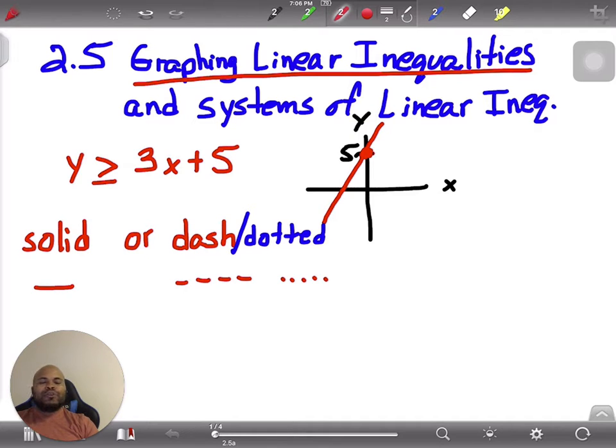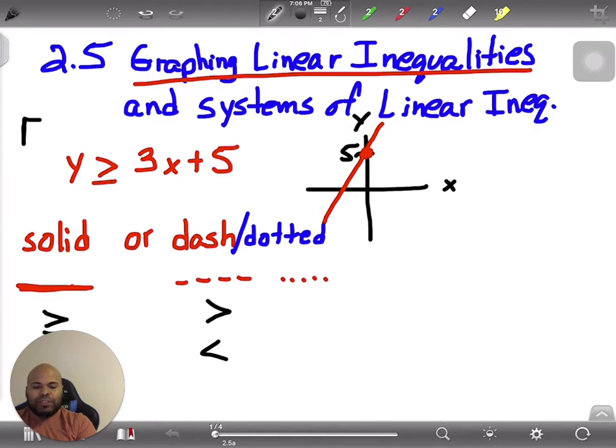So how do you know if I should graph a solid line? Well, because I have the equal to sign. Every time that we graph equations with an equals sign, we just draw a solid line. So if I have the greater than or equal to sign or the less than or equal to sign, I'm going to use that solid line. And if I have only greater than or only less than, then I'm going to use my dashed line or dotted line, same thing. In this first example, because it is greater than or equal to, it qualifies to be a solid line.